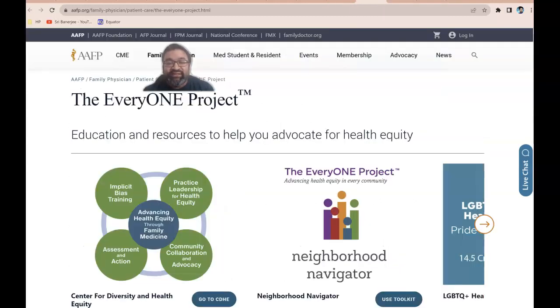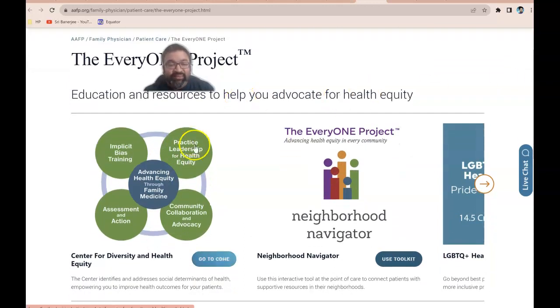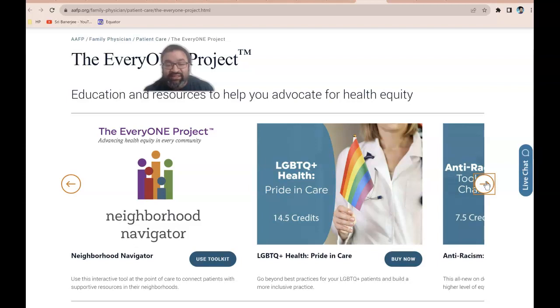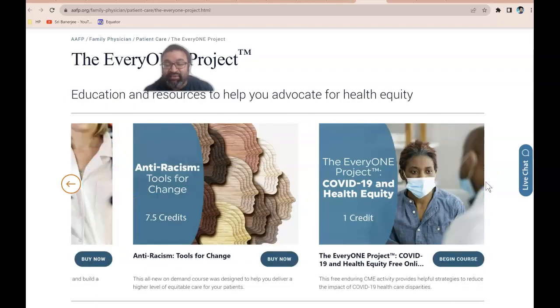So what I wanted to do next is look at the Everyone Project. And this has a lot of different types of diagrams that you can go over. Implicit bias training, practice leadership for health equity, community collaboration and advocacy, assessment and action. And the combination of all four creates advancing health equity through family medicine. And then you have the Everyone Project, which I'm going to be going over shortly. Then you have LGBTQ plus health, a hot pride in care, anti-racism, the Everyone Project, COVID-19 and health equity.